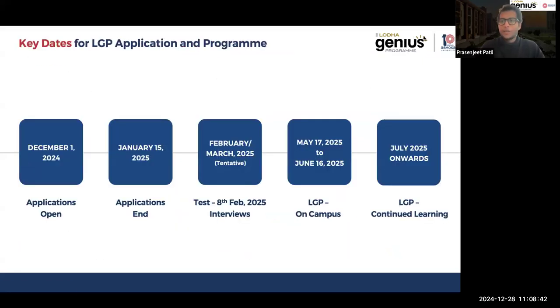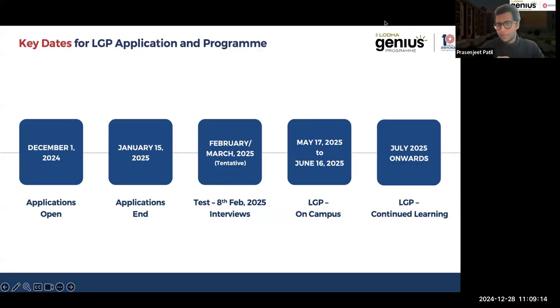All right, so quickly jumping to the key dates of the program. The applications for LGP 2025 are already open. It started from December 1st and it will end on January 15th. We would encourage you to apply as soon as possible and avoid filling the application at the last minute, because with the influx, there might be some technical issues that might arise.